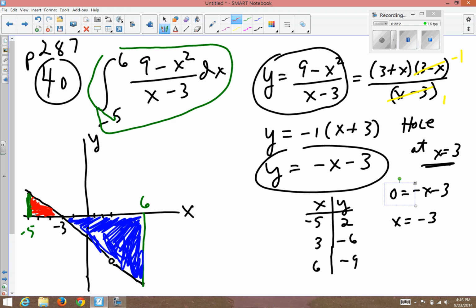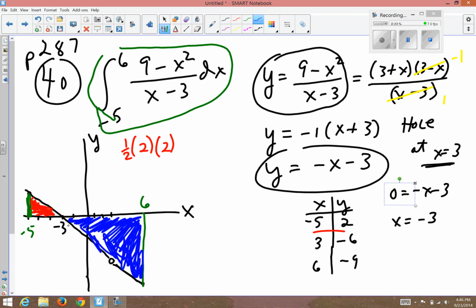So the red is a triangle. The area of the triangle is 1/2 the base times the height. The base of this triangle is 2. That's how far it is from -3 to -5. And the height of that triangle is also 2. So look over here, and that's when x is -5, y is 2. So the integral from -5 to -3 is in red here.